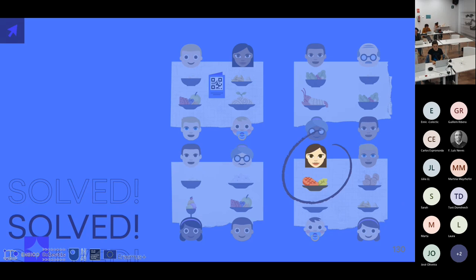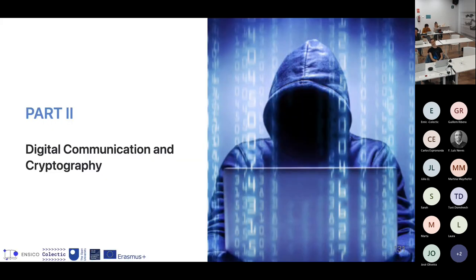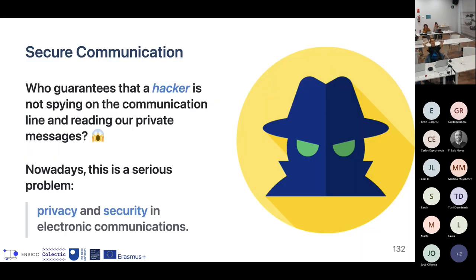Now we are going to talk a bit about digital communication and cryptography, okay? So first we talked about kidnapping, and now we're going to talk about hackers because we like dark stuff. So secure communication is actually a hot topic nowadays. Privacy and security in electronic communications is super important, because who guarantees that a hacker isn't spying on this webinar or reading the messages that we send by WhatsApp and all of that, you know?